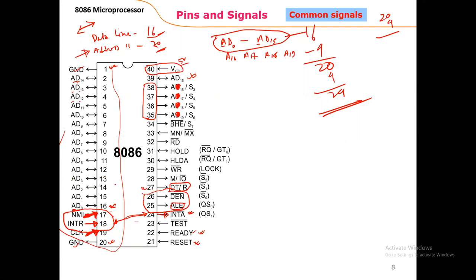Yes, sir. Okay, then pin number 28. This is the M/IO bar. M means memory and IO means input output. This also does double work. If this pin is high, then the memory system is active. Our hard disks, our secondary memory, or RAM, our primary memory, all memory parts are active.